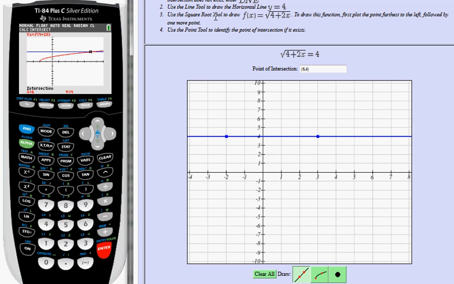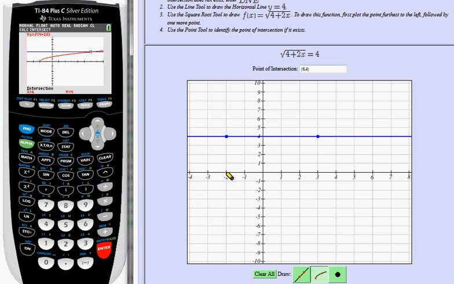Number 3 says use the square root tool. That's this right here. I'm going to click on the square root tool to draw it, but be careful. It says to draw this function, first plot the point furthest to the left. And the person who made these questions made it come out nice. At this point, I don't think it's the intent to actually do algebra to find the exact value. I think we would assume that -2, 0 is the point furthest to the left on the graph. So I could prove that using algebra, but I don't think that's the intent of this problem.